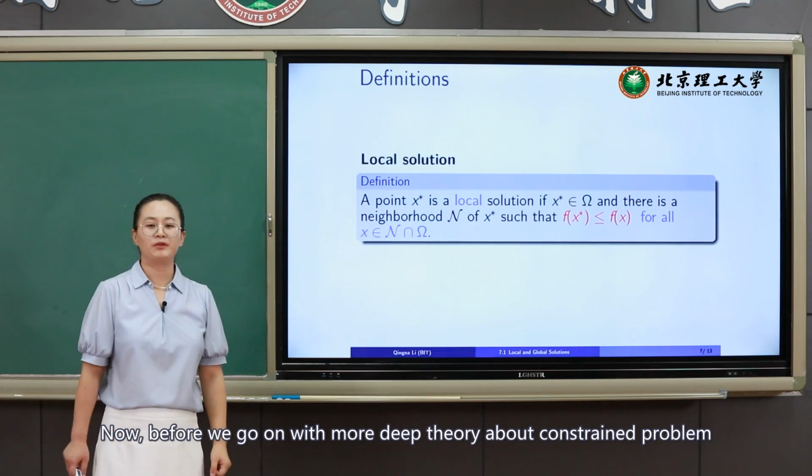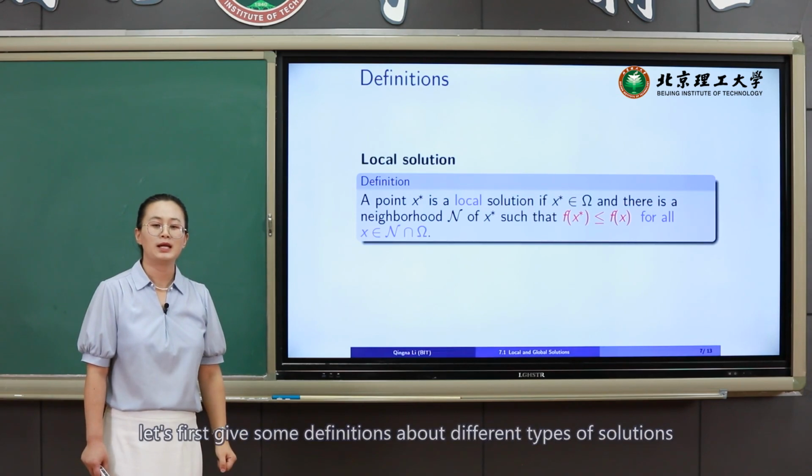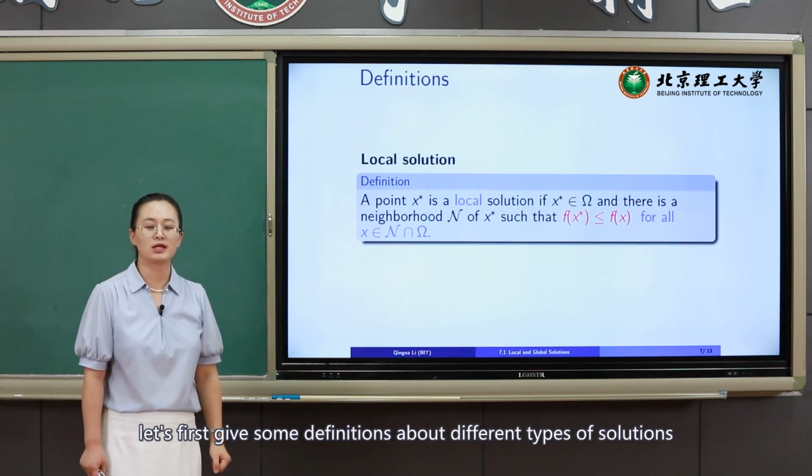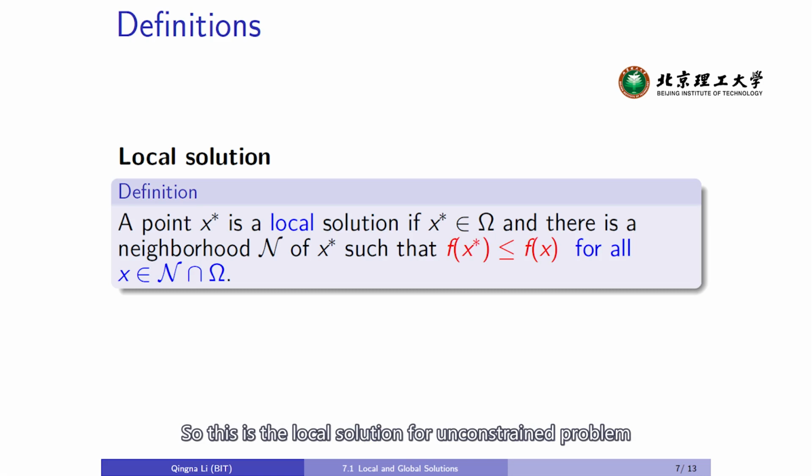Now, before we go into more in-depth theory about constraint problems, let's first give some definitions about different types of solutions. We start with the local solutions. Recall that in an unconstrained minimization problem, the local solution is defined as a point x star that within its neighborhood, x star reaches the smallest function value. So this is the local solution for an unconstrained problem.